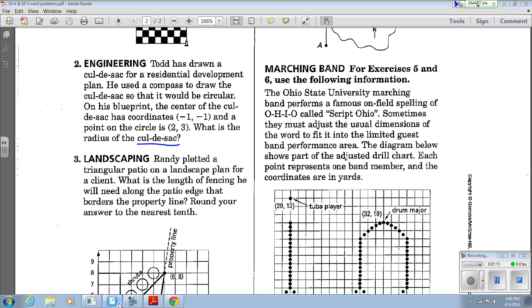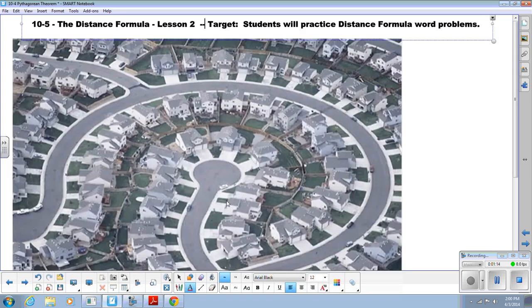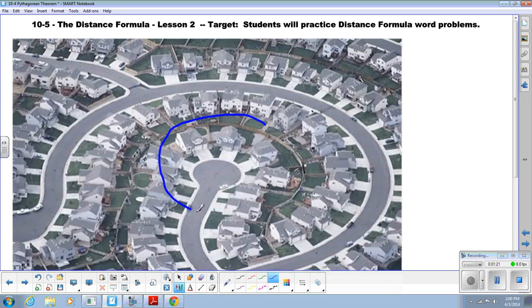For those of you that aren't sure, here's a picture of a cul-de-sac. This is actually a cul-de-sac right here. A cul-de-sac is where you have an area of houses and they're around a circle. So the cul-de-sac is actually this part right here, this part of the road. This is what they're talking about right here where I'm circling. It's a circular dead end to a road. That's what it's called. Okay, so this is what this word problem is talking about.